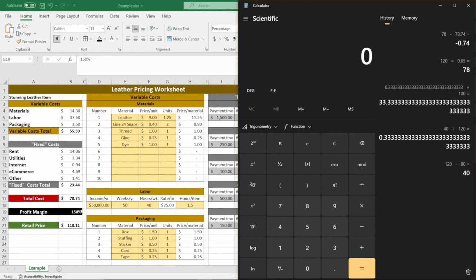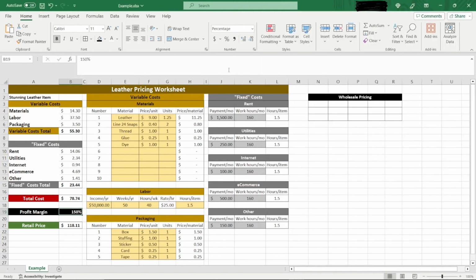For this example here, we're going to keep this at 150%, which means whatever discount that we offer for our wholesale pricing, we cannot go higher than 33%.